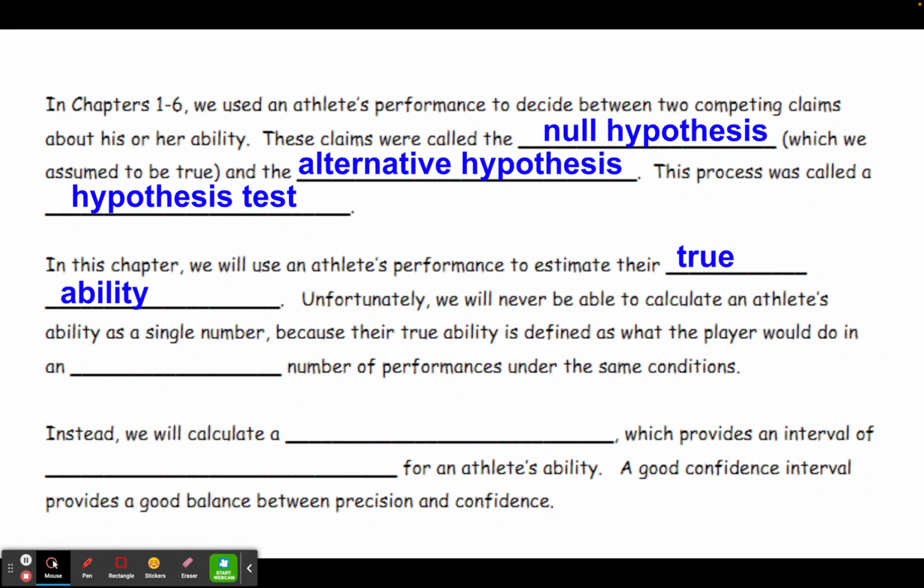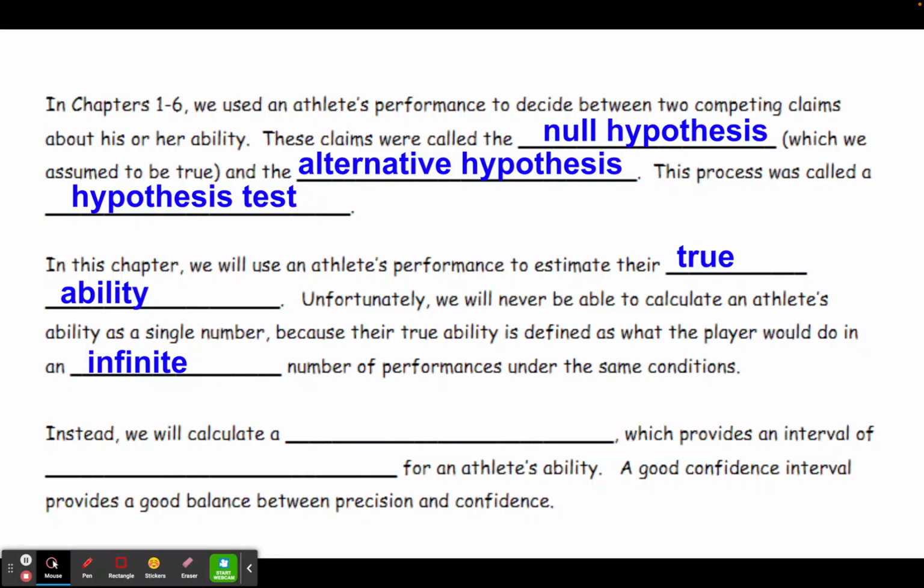Unfortunately, we are never able to calculate an athlete's ability as a single number because their true ability is defined as what a player would do in an infinite number of performances under the same conditions. And we've talked about this idea before that really the best thing we can do is use a performance to make a guess at their ability. And ideally, we like to get more data to base that performance on, not just a single game, but maybe a season or several seasons, or perhaps even their entire career.